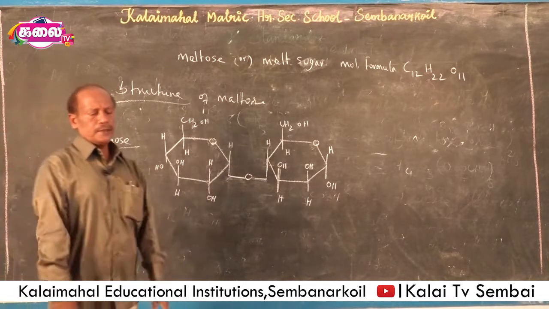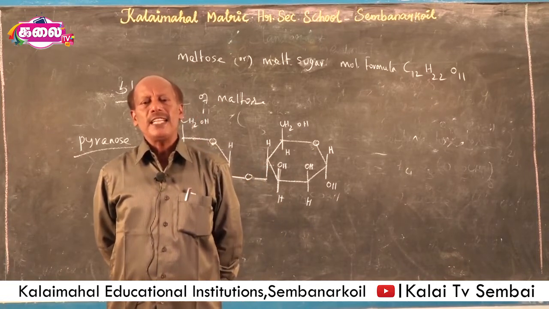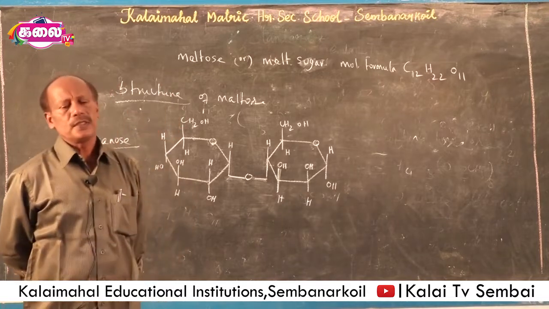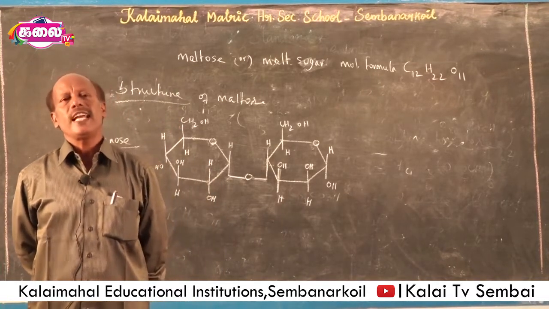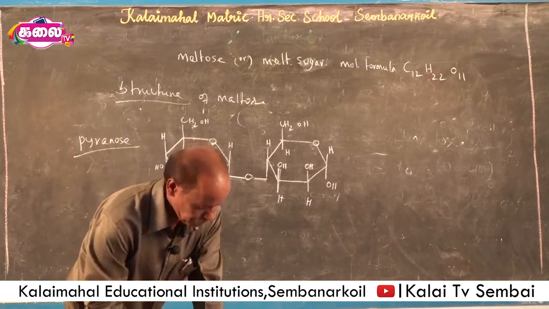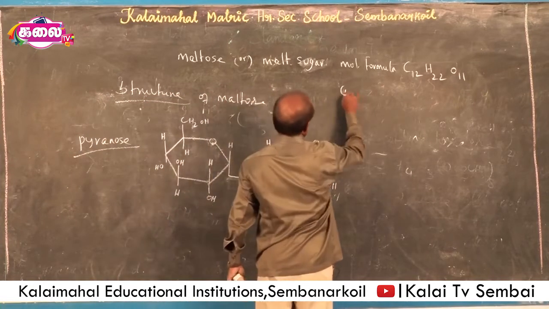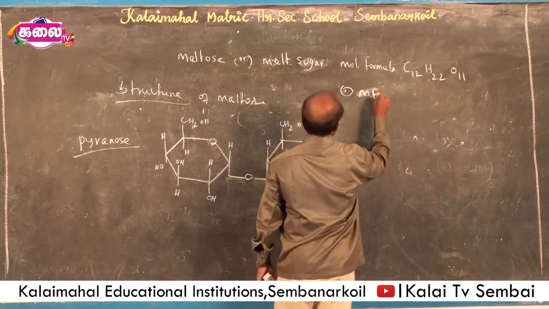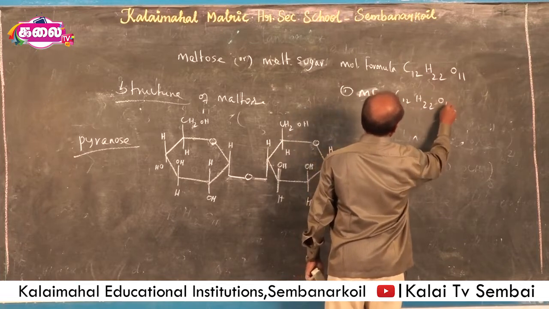Point number 1: elemental analysis and molecular weight determination prove that the molecular formula of maltose is C12H22O11.